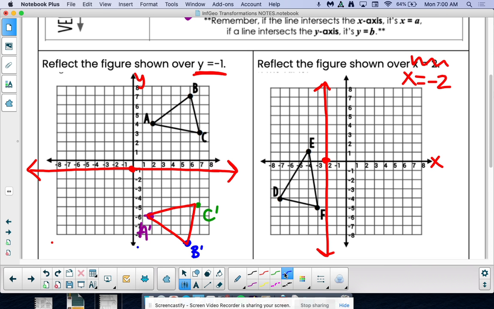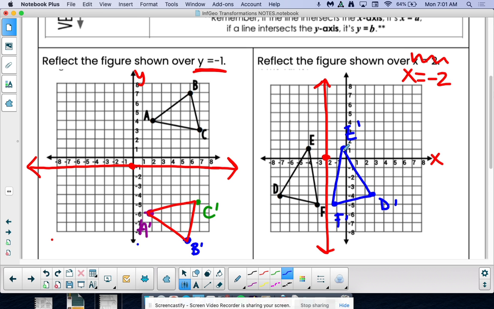Okay, check yourself now. I hope you did it. Your F prime should be right there. Your D prime. 1, 2, 3, 4. See, all it is is counting. I have to count 2. 1, 2, 1, 2. There we go. And if you took your piece of paper and tried to fold it on that red line, all of your ordered pairs should line up right on top of each other. So that's another way to check to make sure that you did it right.